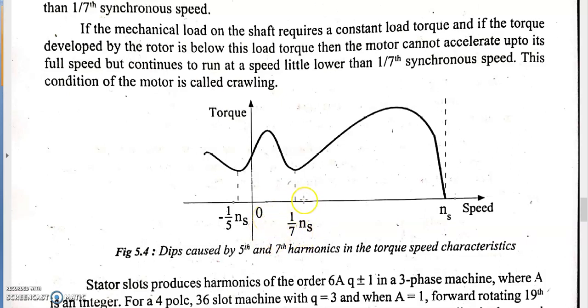That is 7 times the fundamental frequency. Suppose the fundamental frequency is 50 Hertz, the 7th harmonic component will have 7 into 50 Hertz. So at that much higher frequency, this 7th harmonic component will be present in the supply. So F is higher, frequency is higher, so the speed is lesser for this component. We have the formula that n is equal to 120 F by P. So this is actually at 1/7 of the speed, this will be more predominant.